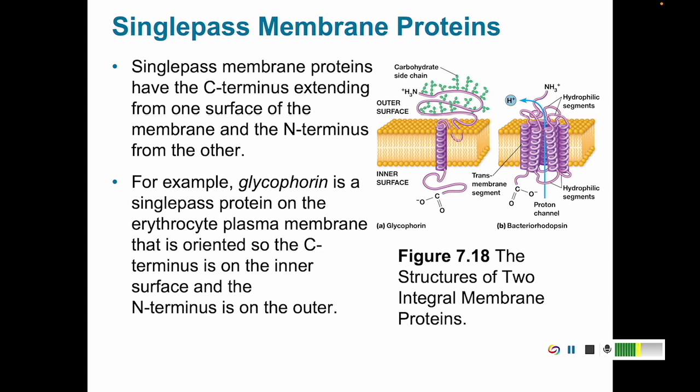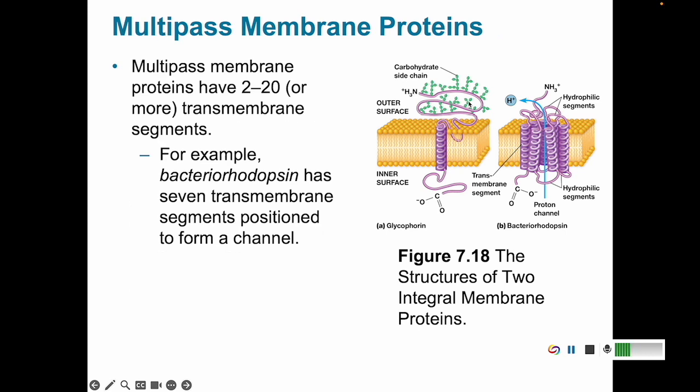Glycophorin would be one example of a single pass membrane protein. Glycophorin is a protein found on the erythrocyte plasma membrane. The way that it is arranged is so that it has its C terminus in the inner surface and its N terminus on the outer surface. And you can see on the N terminus we have lots of these carbohydrates, which are going to play important roles in the identification of that cell.